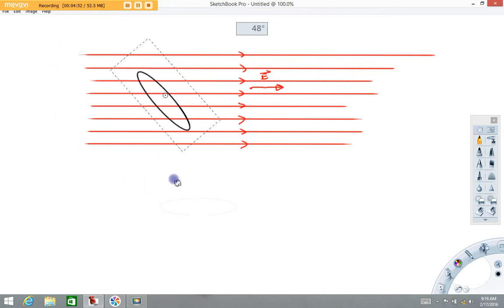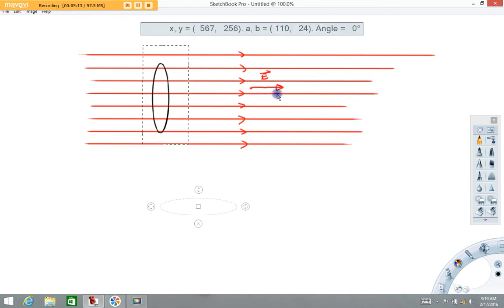So you notice that angle, very important for electric flux. Another thing that's an important factor, the size of this hoop. If I make this hoop smaller, we would have less field lines going through it, and hence less electric flux. But if I make it larger, now we have more field lines going through it, therefore more flux.